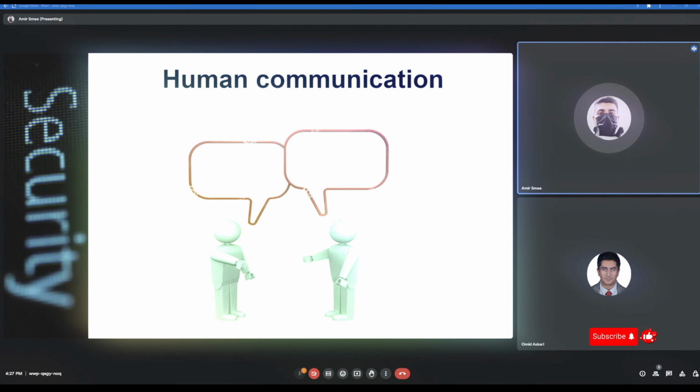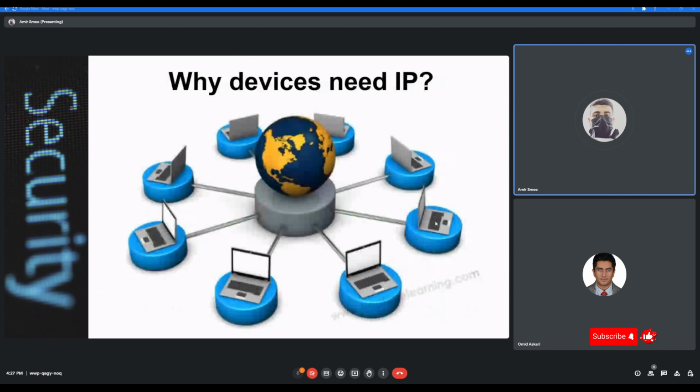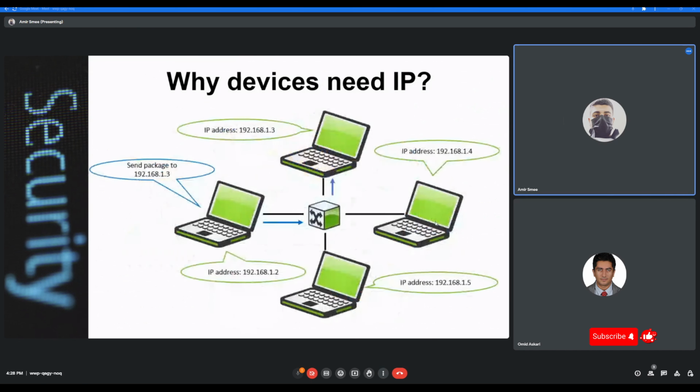Just as in the real world, to be able to communicate with a person, we must first call her by name. Computers also need a name to call each other and communicate with each other. An IP address is one of the prerequisites for connecting to the internet. Just as every citizen needs a card and national number to be recognized and receive citizenship services, every device needs an IP address to connect to the internet.